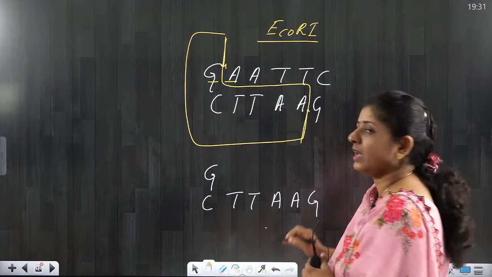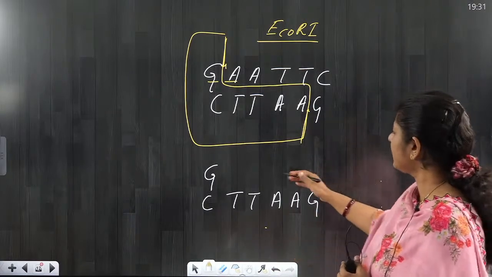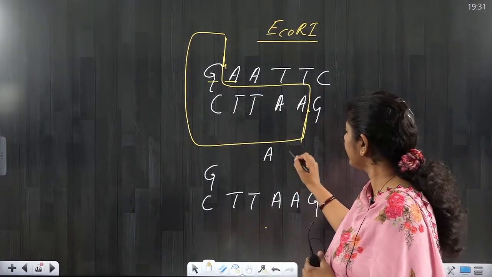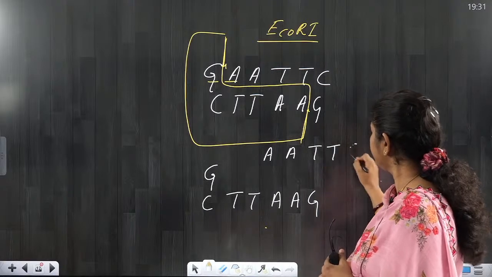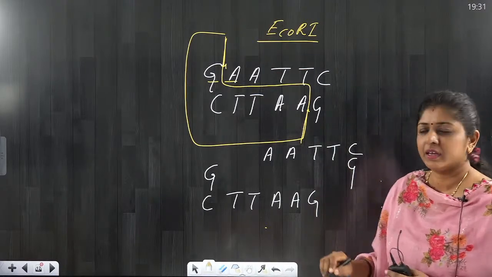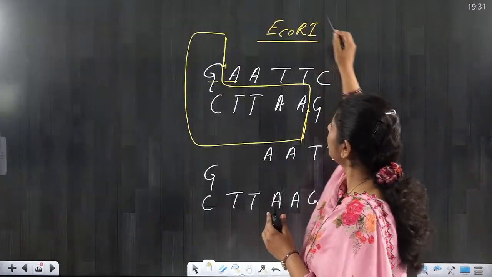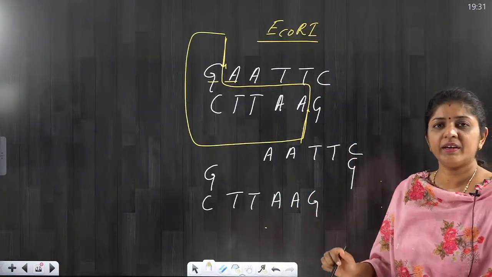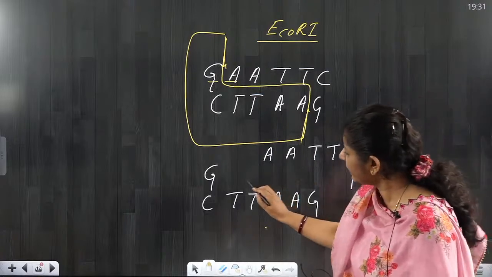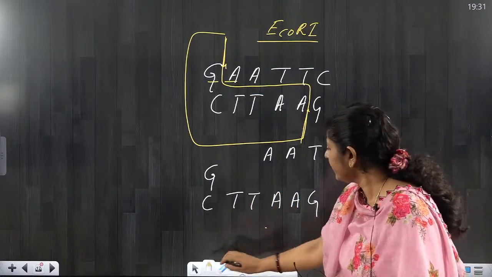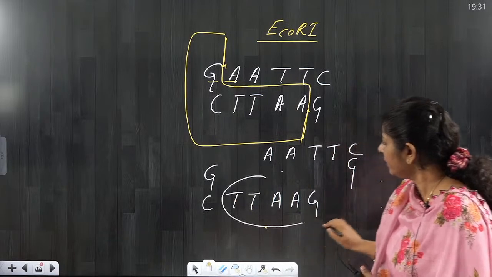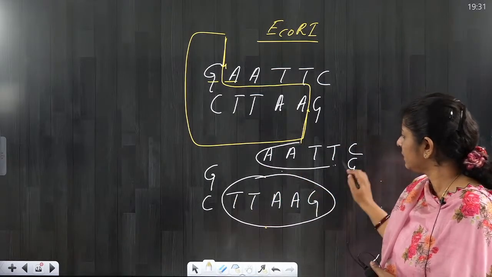G, and opposite to that you will get AATTC G. Can you see, like a purse is open like a clutch? It is going to open like this, right? It will be open like this, and you will get unpaired nucleotides.